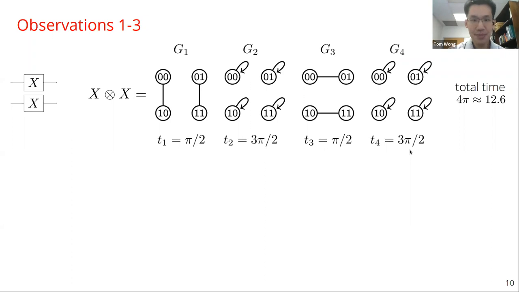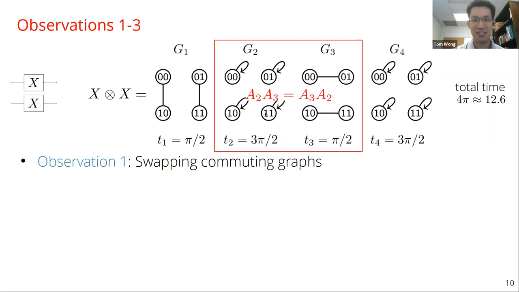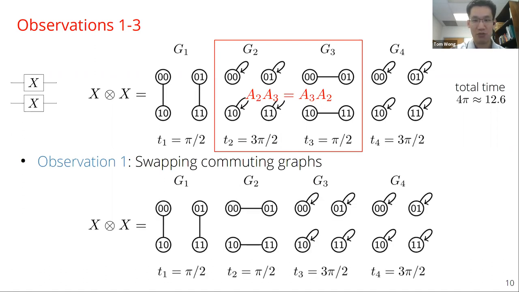That is about 12.6. The first observation we'll use to move towards simplifying this comes from looking at these two graphs. The adjacency matrices of these graphs commute; you just work out what the adjacency matrices are and you find that they commute. Remember, the time evolution operator is the complex exponential of these adjacency matrices. So if the adjacency matrices commute, that means the time evolution operators also commute, so you can change the order of these graphs. So if you have graphs with commuting adjacency matrices, the graphs commute in this dynamic quantum walk sense, and you can just swap the order. Here, graph 2 became graph 3, and graph 3 became graph 2.